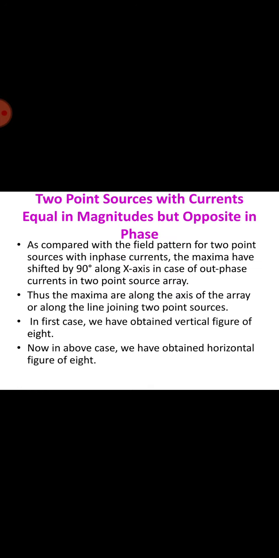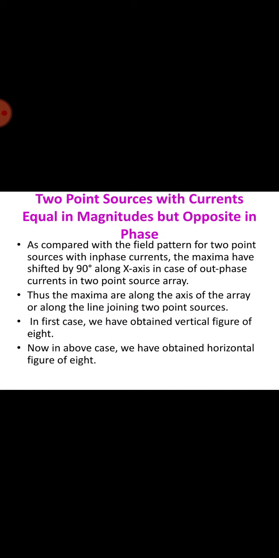Welcome to this presentation. In this presentation, let us see 2-point sources with currents unequal in magnitude and with any phase. In the previous presentation, we have seen 2-point sources with currents equal in magnitude but out of phase, for which we obtained the radiation pattern like a horizontal 8.